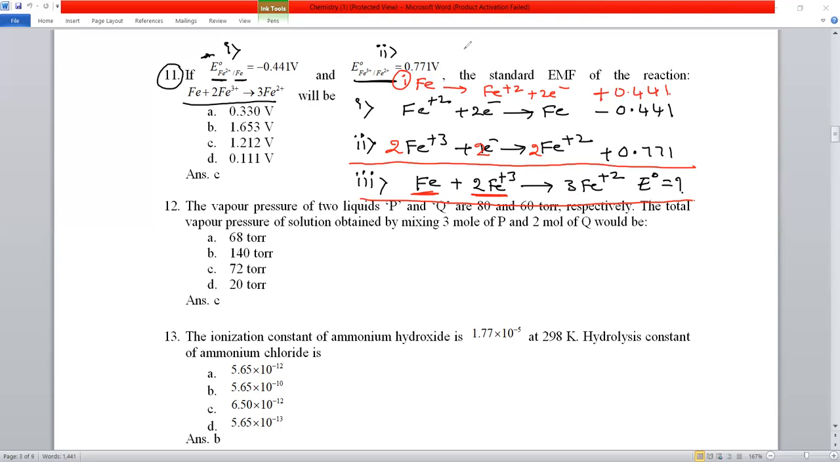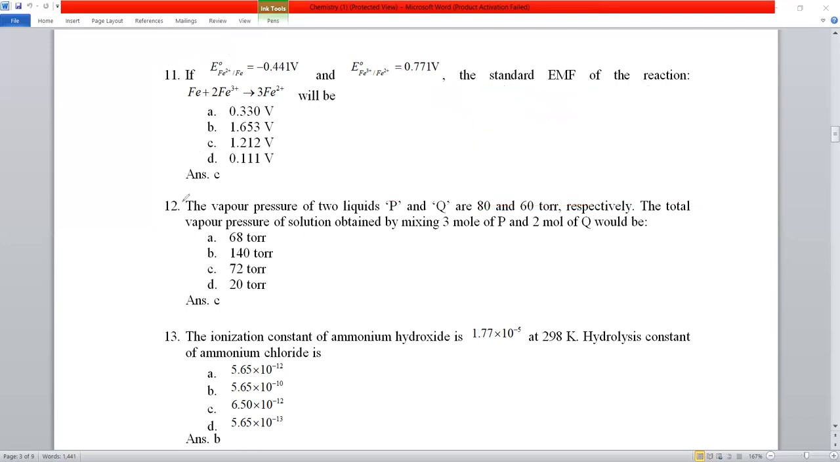So it's easy. Add 0.441 plus 0.771. Adding these two, we get 1.212 volts. So the answer should be C, students.